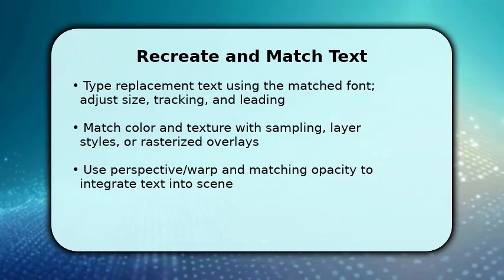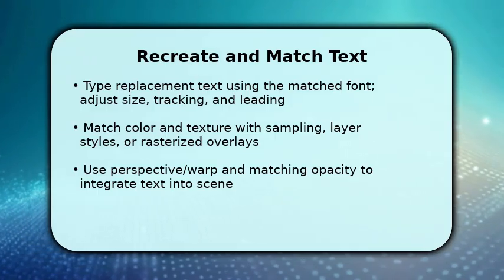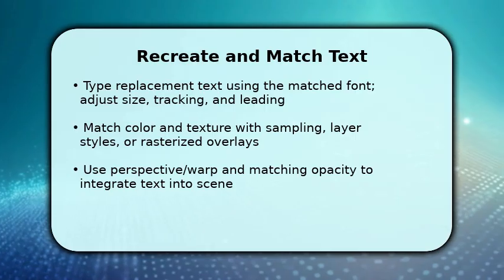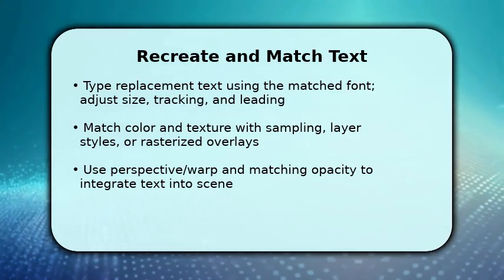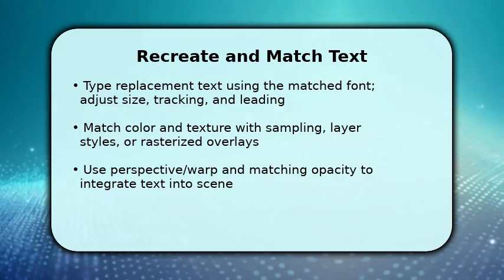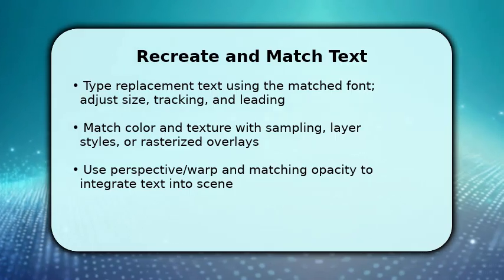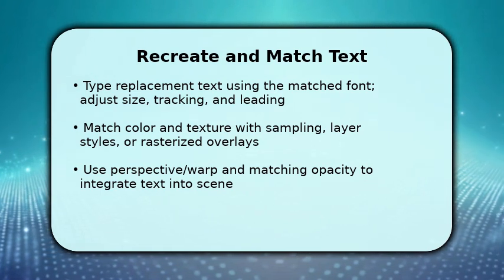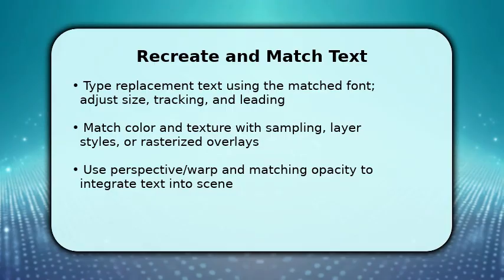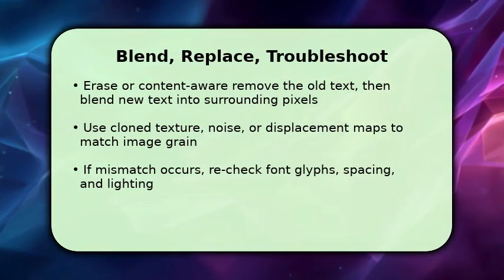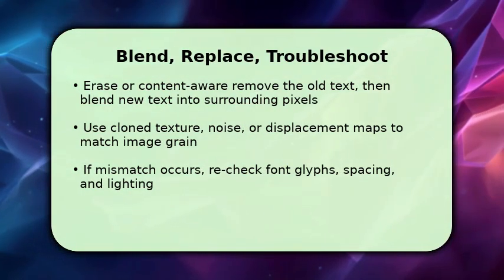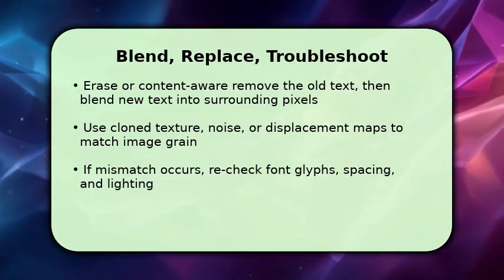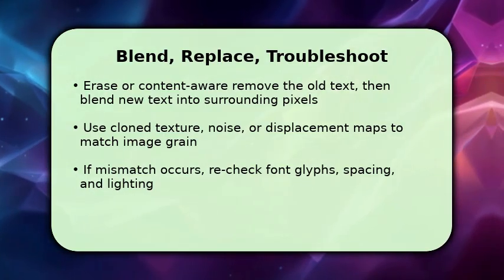Once positioned, sample colors from the image, apply subtle layer styles, and rasterize a duplicate for texture blending. If the text sits on a curved or angled surface, apply transform, warp, or perspective until the letters obey the scene's geometry. Finish by removing the old text from the underlying layer using content-aware fill or careful cloning. Do not delete image data until you confirm the new text fits.